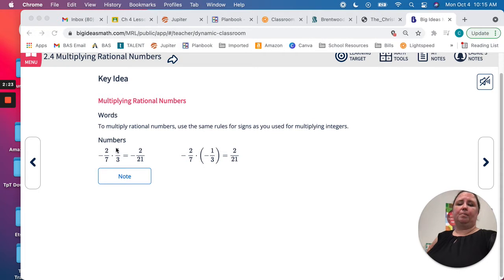When you're multiplying fractions, do I have to get a common denominator? No. You only have to get a common denominator for addition and subtraction. For multiplication and division, do I have to? No. Okay, so how do you multiply fractions?